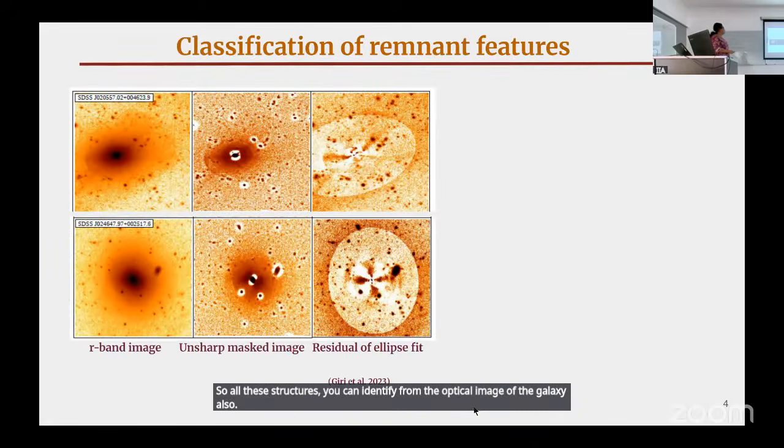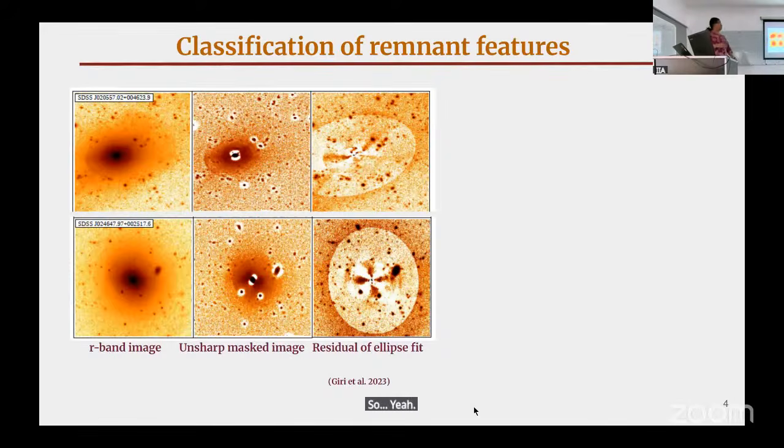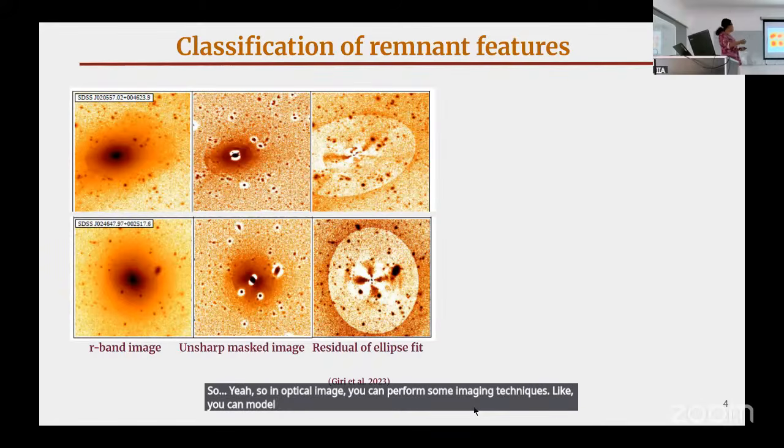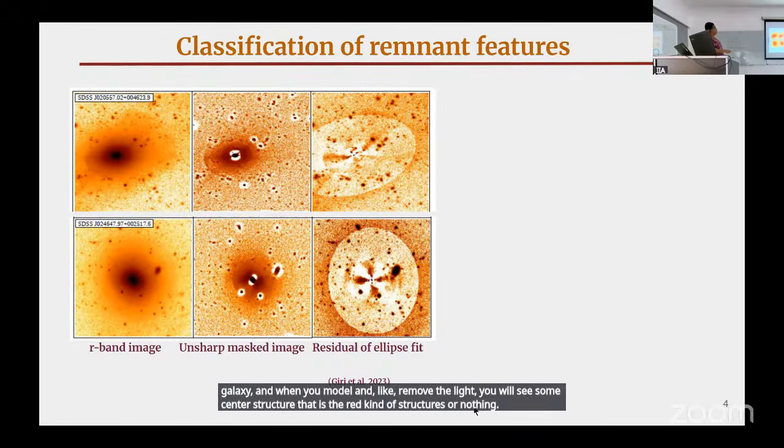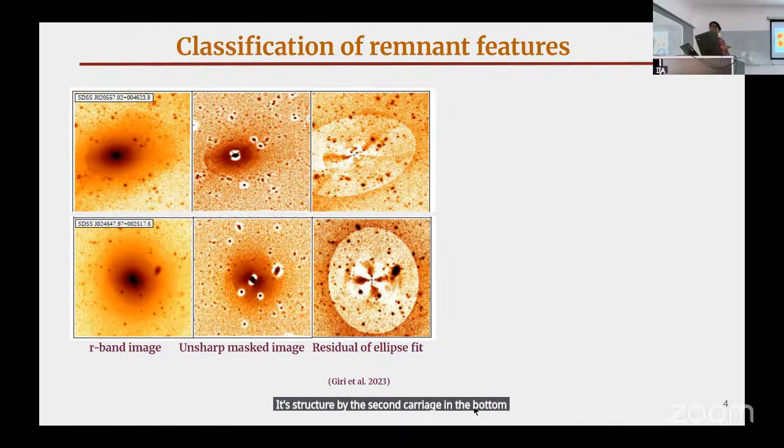In an optical image, you can perform imaging techniques, like modelling the smooth light and removing it, and then you can see some structure. Here is the optical image of the galaxy, and when you model and then remove the light, you will see some central structure like ring-type structures around it. In this process you can see some disturbed structure, while in the second galaxy at the bottom, you can see some X-type structure.